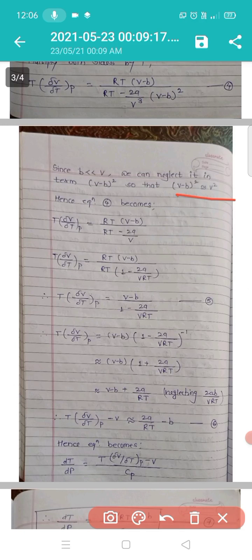So that (V − b) square is nearly equal to V square. Hence the equation 4 becomes T into ∂V/∂T at P is equal to RT into (V − b) upon RT minus 2a upon V. Now further modifying the equation, we get T into ∂V/∂T at P is equal to RT into (V − b) upon RT into (1 − 2a upon V into RT). Here RT gets common.